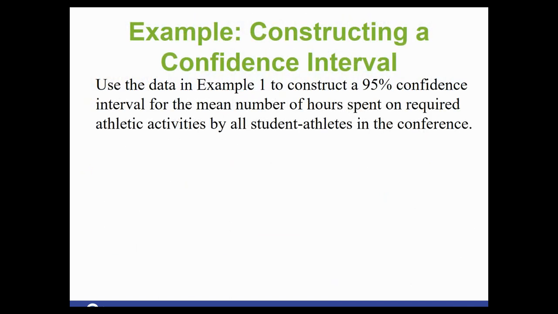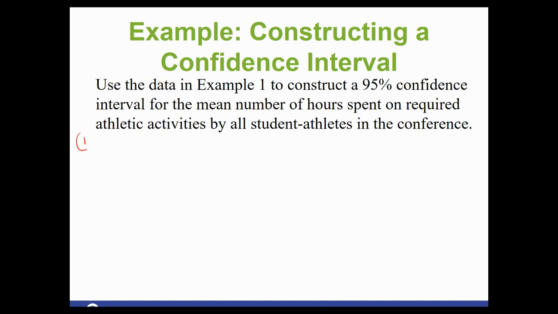So let's put all of that together here. Using the data from example 1, we're going to construct a 95% confidence interval for the mean number of hours spent on required athletic activities by all student athletes in the conference. I always split this up into 3 steps: finding the critical value, finding the margin of error, and writing the confidence interval at the end. I number it that way throughout all of chapter 6 to keep you on the same reminder of the 3 steps.